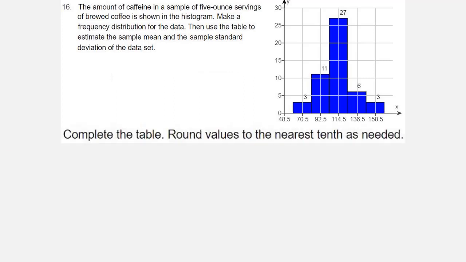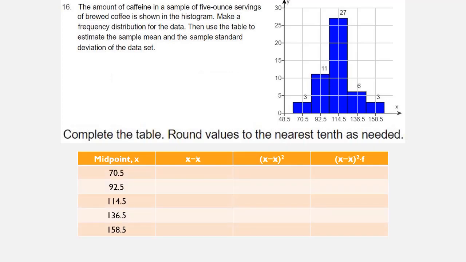So that's the answer to the second question, the mean of the data set, 112.3. Next, we're asked to complete another table. This time we have the midpoint with the deviations, the squares of the deviations, and then the squares of the deviations times the frequencies. So we find our deviations by subtracting the mean, which is 112.3, from each one of these midpoints.